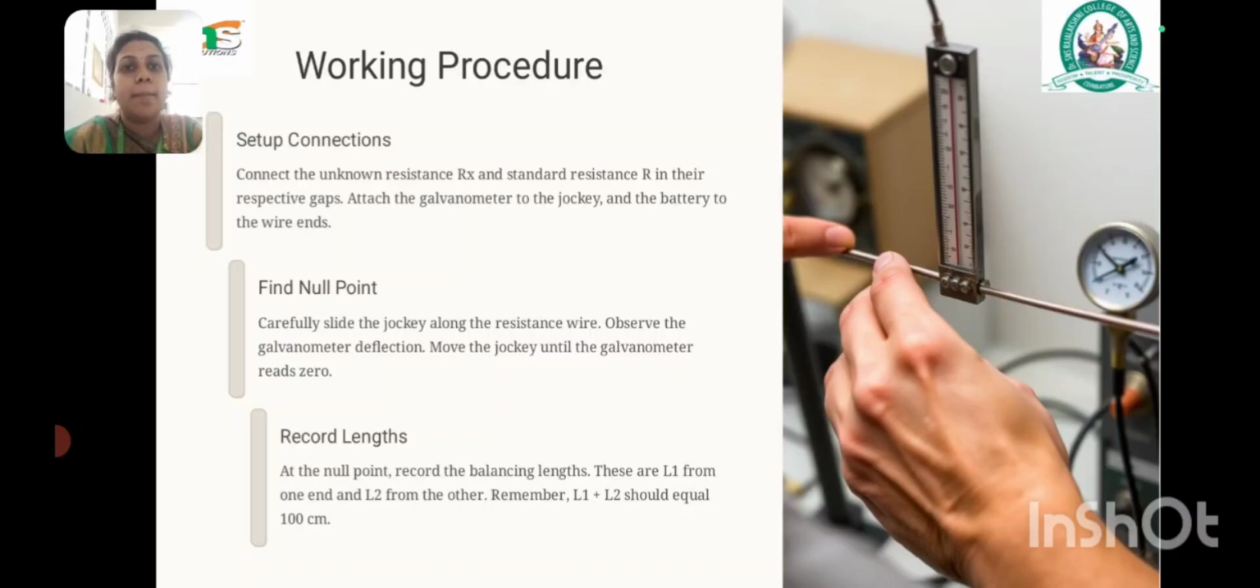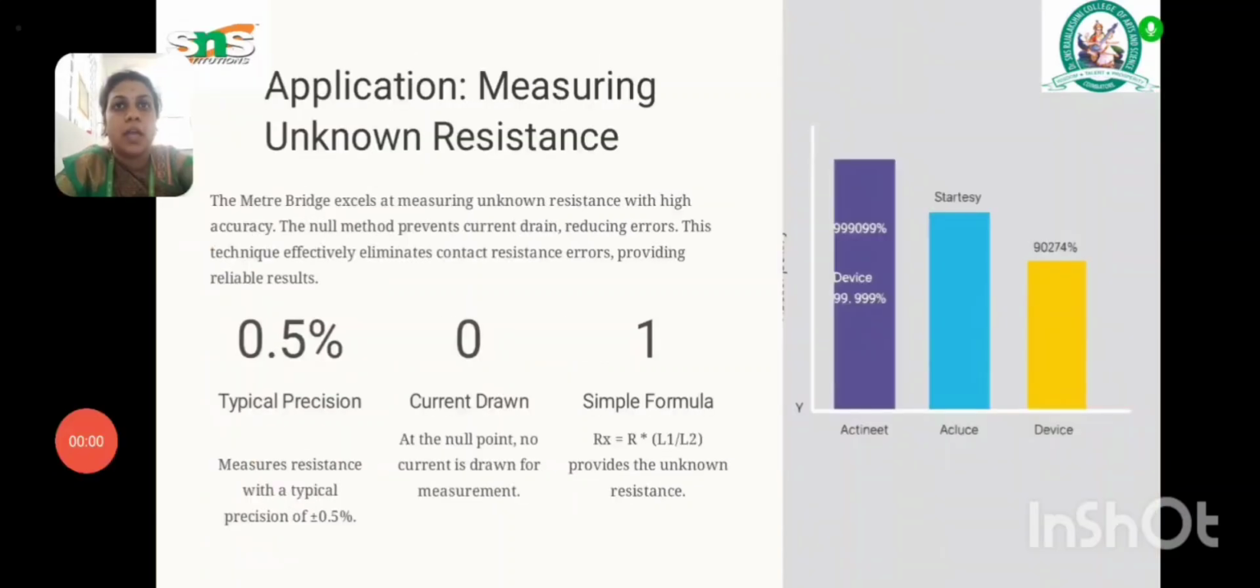Then find the balancing point. Using the jockey, slide along the wire from the end and observe the galvanometer's deflection. And then the applications. The meter bridge measures the unknown resistance with high accuracy. Its applications are measuring the unknown resistance, verification of Ohm's law and comparison of two resistances. It offers 0.5 percent typical precision, zero current drawn and 1 percent from simple formulas.